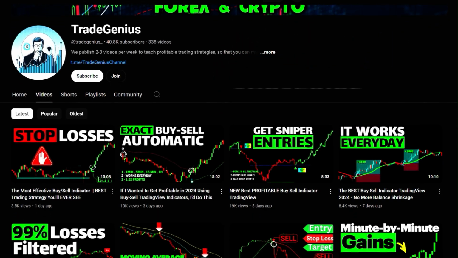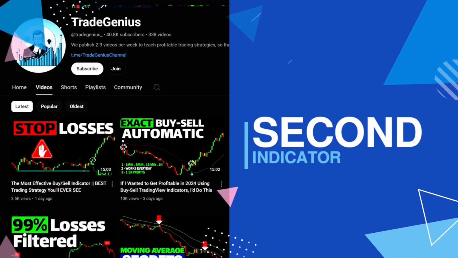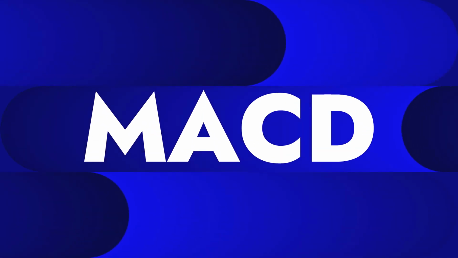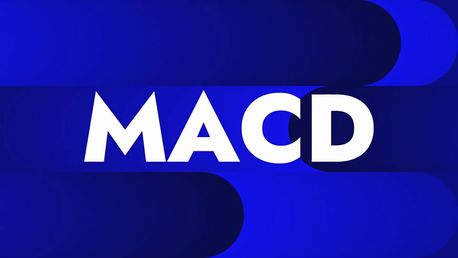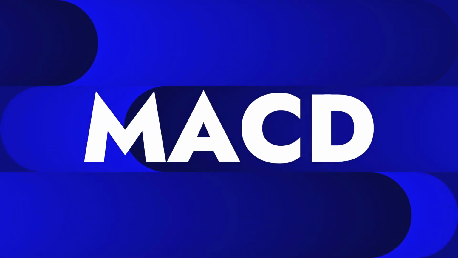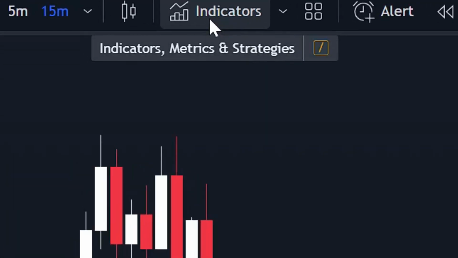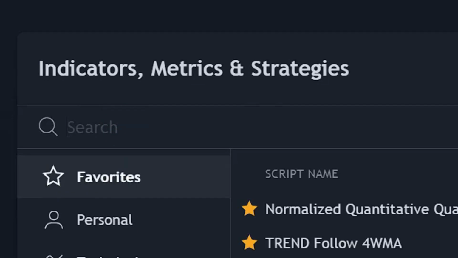Alright, let's talk about our second indicator, the Moving Average Convergence Divergence, or MACD. It's a popular and versatile tool that helps us spot trends, measure momentum, and find good entry points. To add the MACD to our chart, head over to the indicator section, search for MACD and pick it from the list.